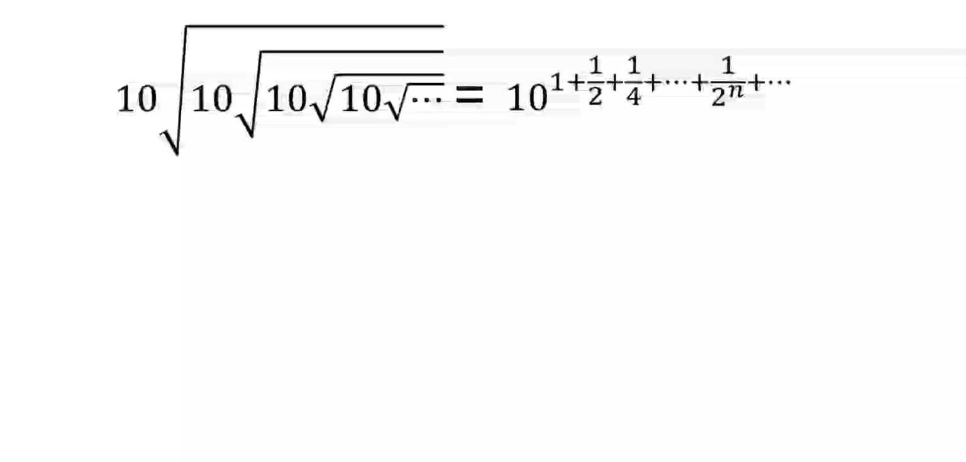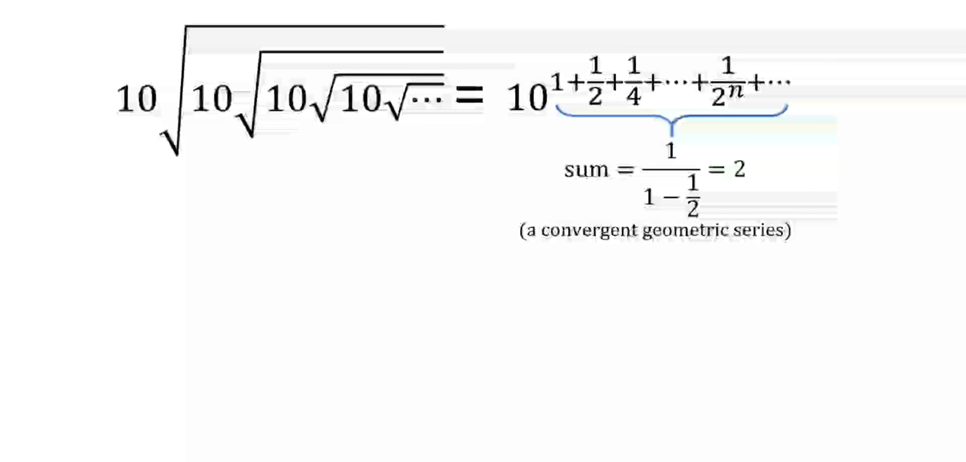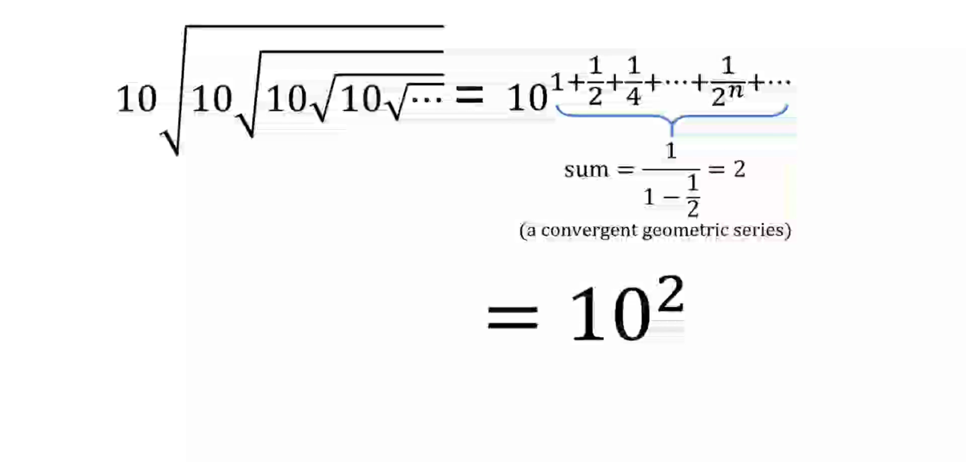So now how can we figure out the value? Well, the exponent is a convergent geometric series, and we can use the formula for the sum of a geometric series to get that the exponent will be equal to 2. So all of this is equal to 10 squared, or 100. And that's it.